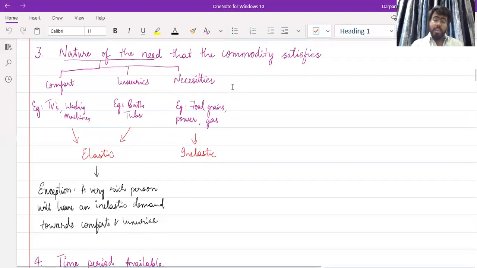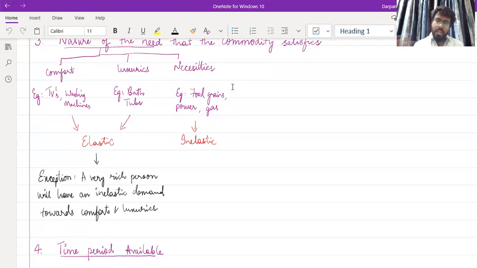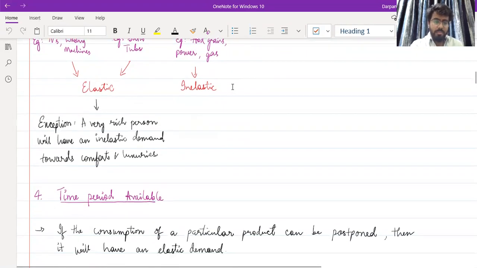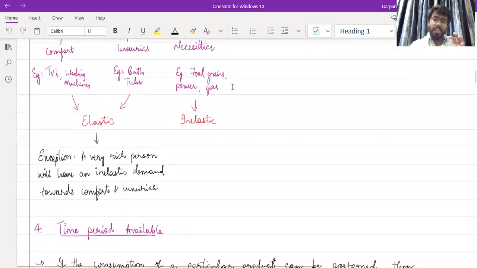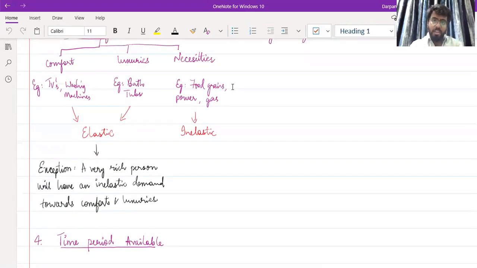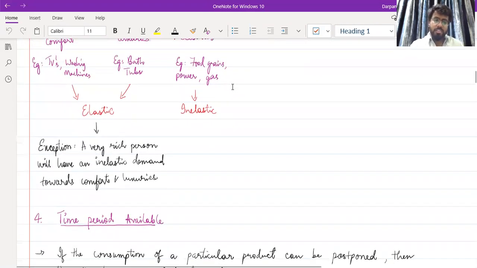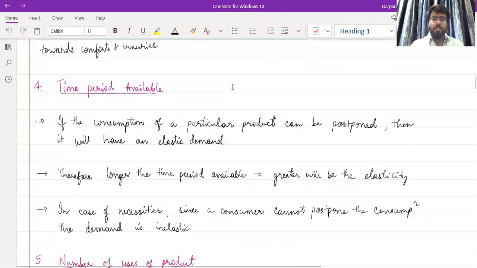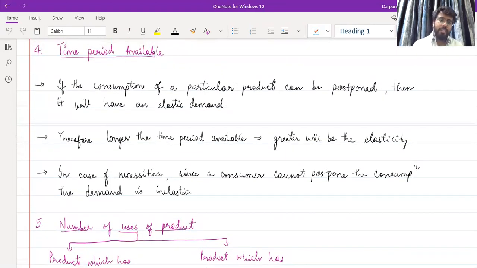But an exception can be a very rich person. He will not be bothered by a few changes in price. He will buy comforts and luxuries also if the price is changing. But normally, if the question is not giving you any information about the consumer, which mostly they won't, comforts and luxuries are what will have an elastic demand. Why? Because we are considering that every consumer is rational. So if every consumer is rational, he will give importance to prices, right?